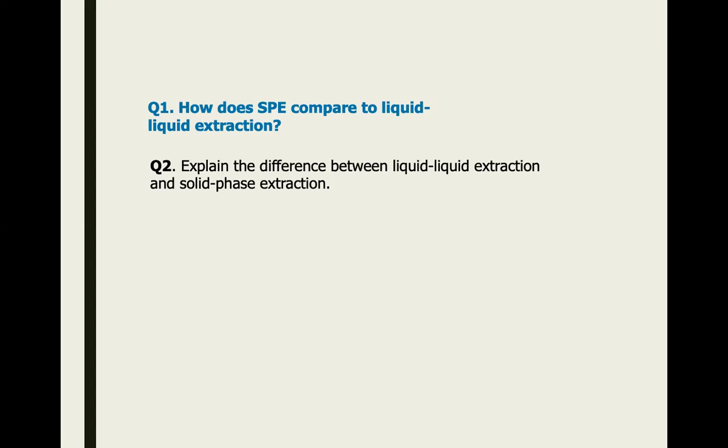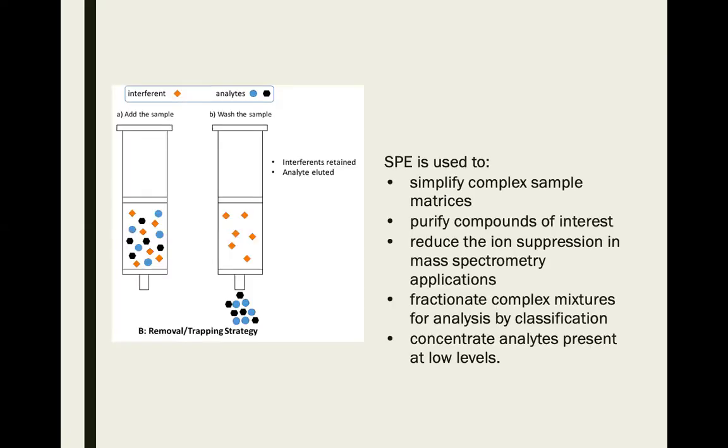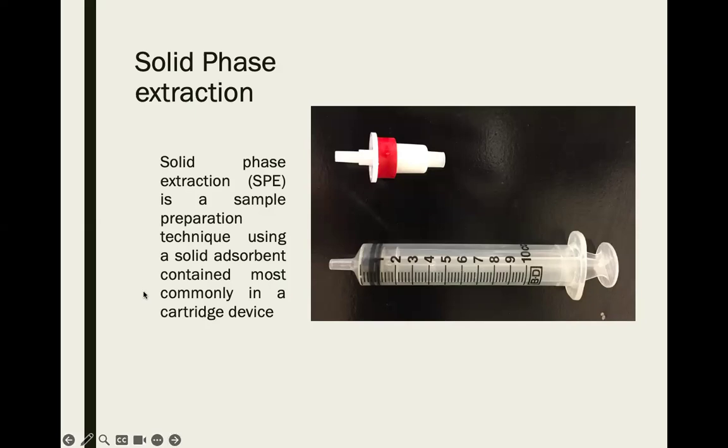So what's the difference between liquid extraction or solvent extraction and solid phase extraction? Of course the name is there, it is solid phase. Solid phase extraction is a sample preparation technique using solid absorbent contained in what we call a cartridge. The cartridge comes in different forms. This is one example of a cartridge that we can use for solid phase extraction. We can also use a glass column, which is known as column chromatography.